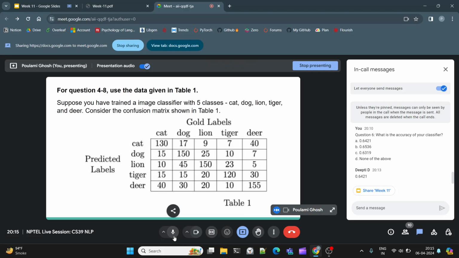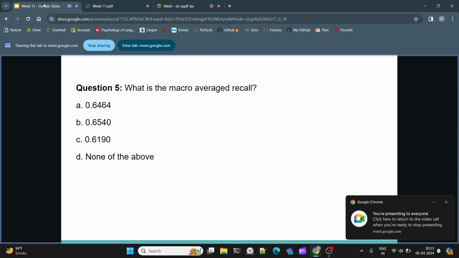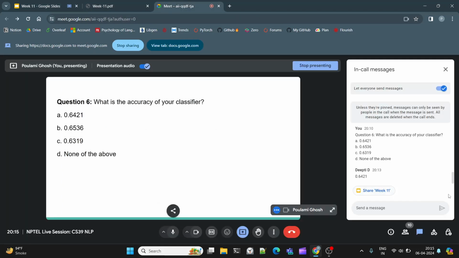Okay, so is anybody still attempting the question? Okay, we'll discuss the solution then. So Deepthi has answered. The answer she has mentioned is A. So Deepthi, would you like to share or comment on how you arrived at the solution?